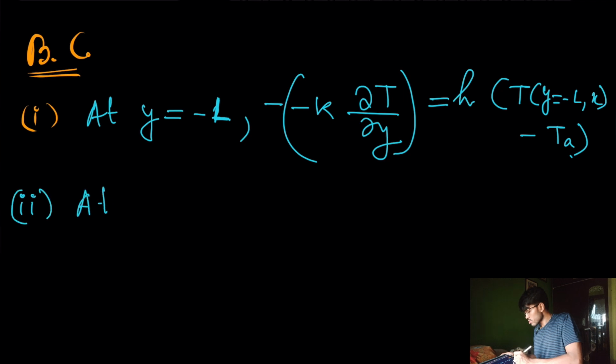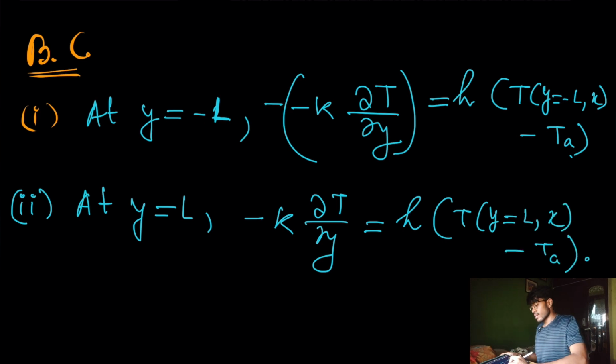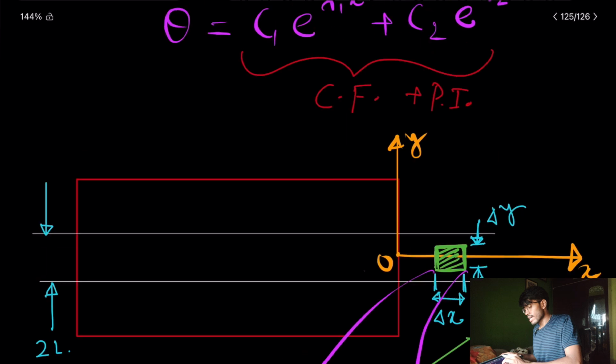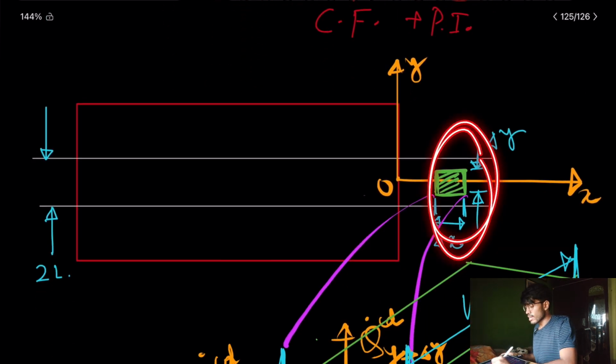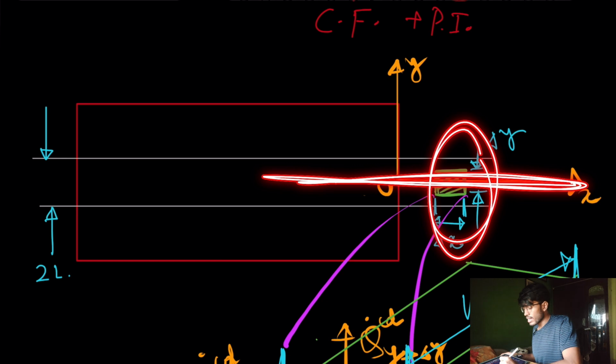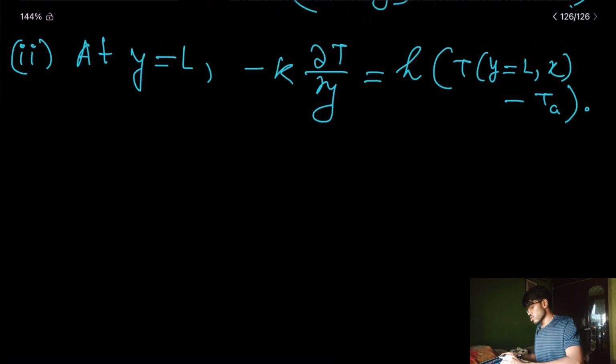Now at y equal to L, this will be minus k del T del y is equal to h times T at y equal to L, x, minus T ambient. Now can you visualize that the problem is totally symmetric about the x-axis? That means my temperature profile will also be symmetric about the x-axis.